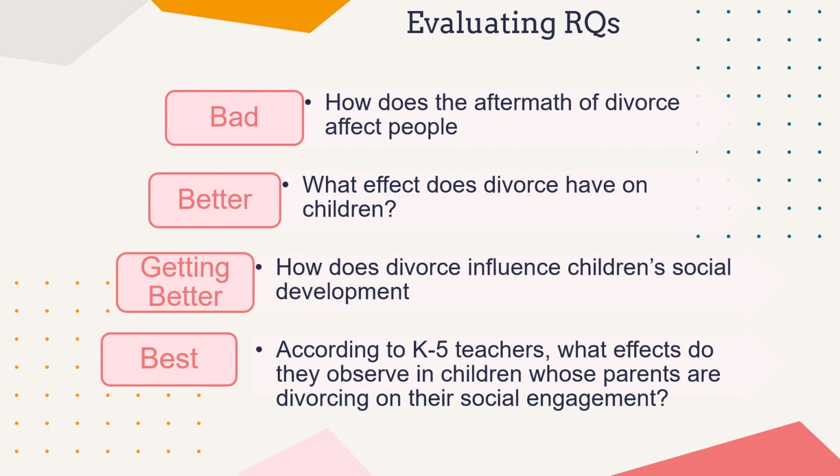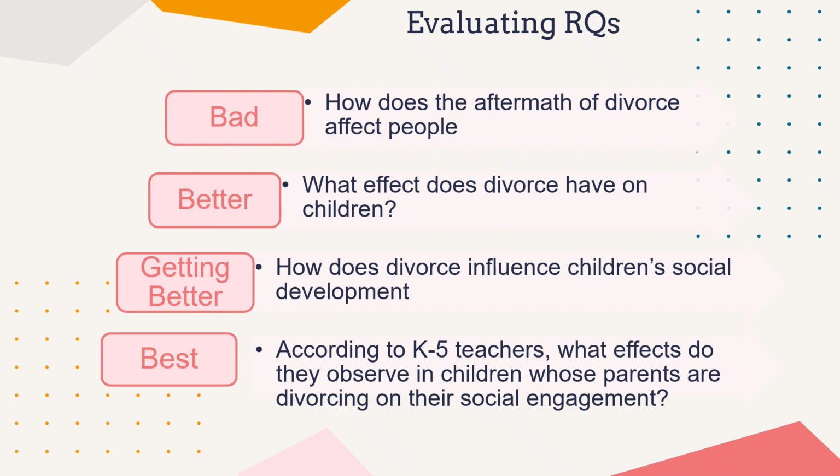So let's just quickly take a look at an example of how we can potentially evaluate a research question as we write it. So if I were just to write, how does the aftermath of divorce affect people? This is a pretty bad question. It's very broad. We're not clear what people we're interested in. We're not clear on who the potential participants could be that could answer this question. Also, the term aftermath is really pretty negative, implying that divorce is always bad.